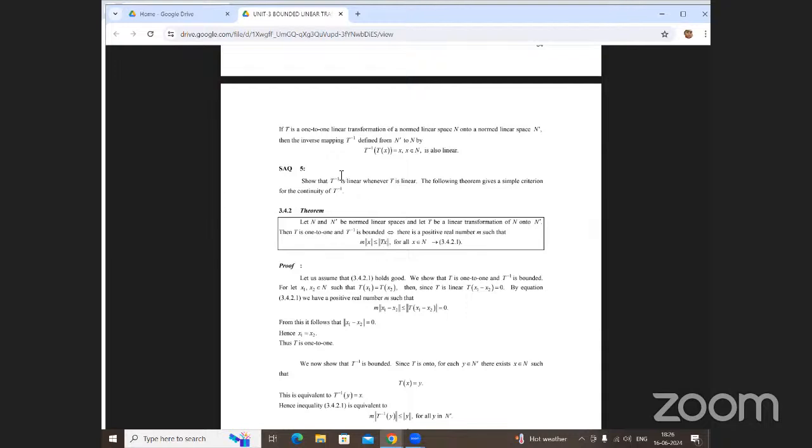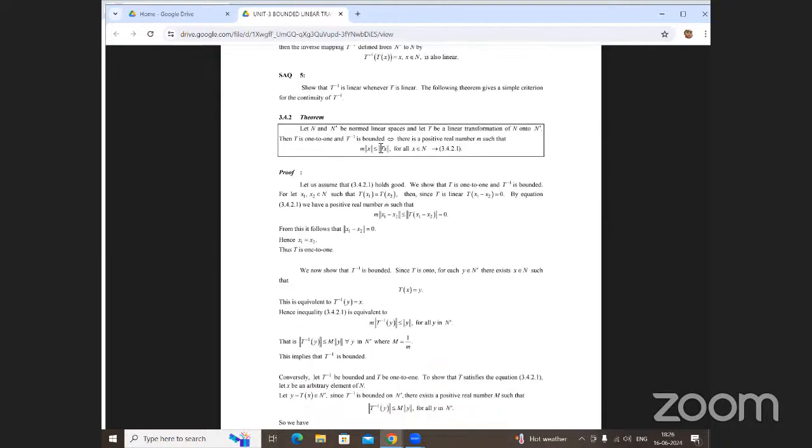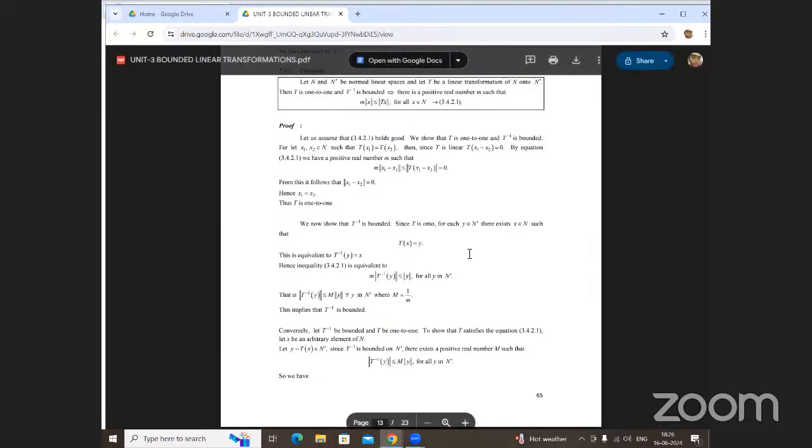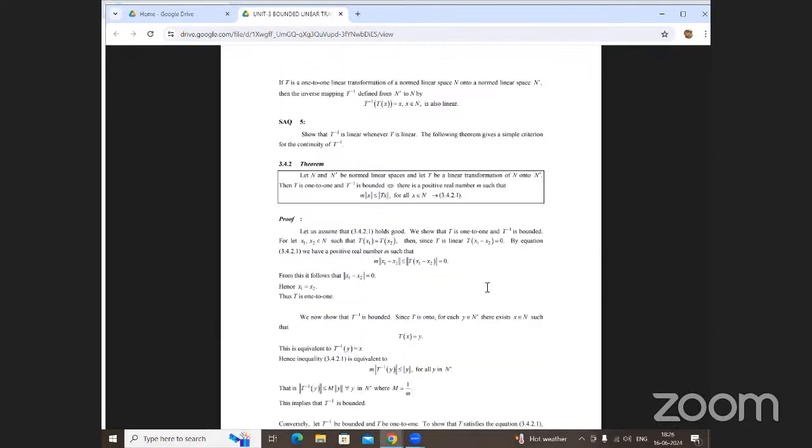See this answer at the end of this unit, through the above theory. Next, students, this theorem is also important. If it is not given as 3.4.1, then 3.4.2 is there, on continuously bounded linear transformations. These two theorems are also repeated a number of times here.